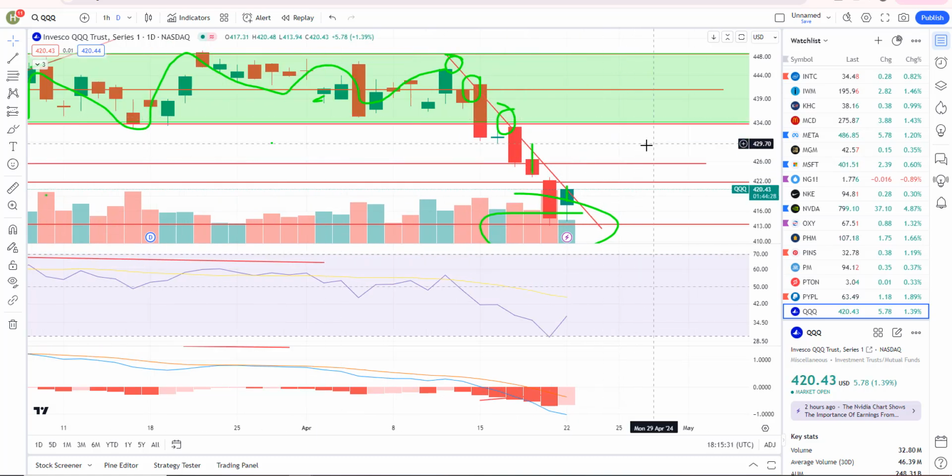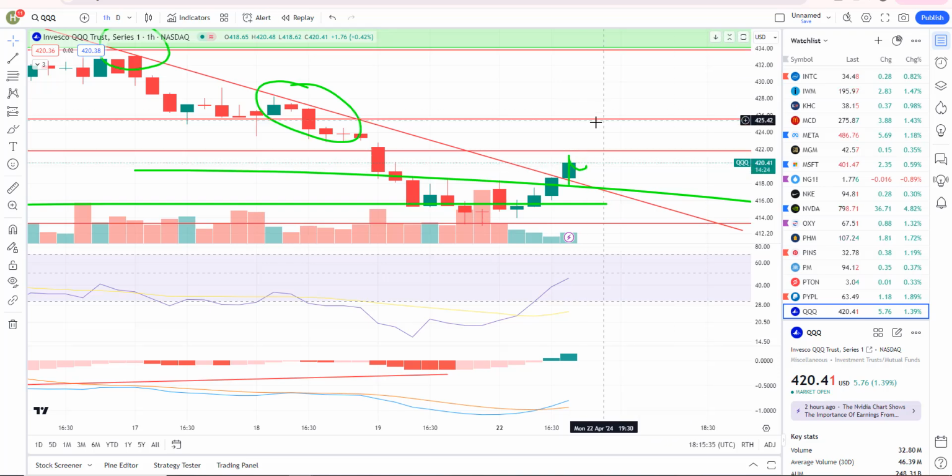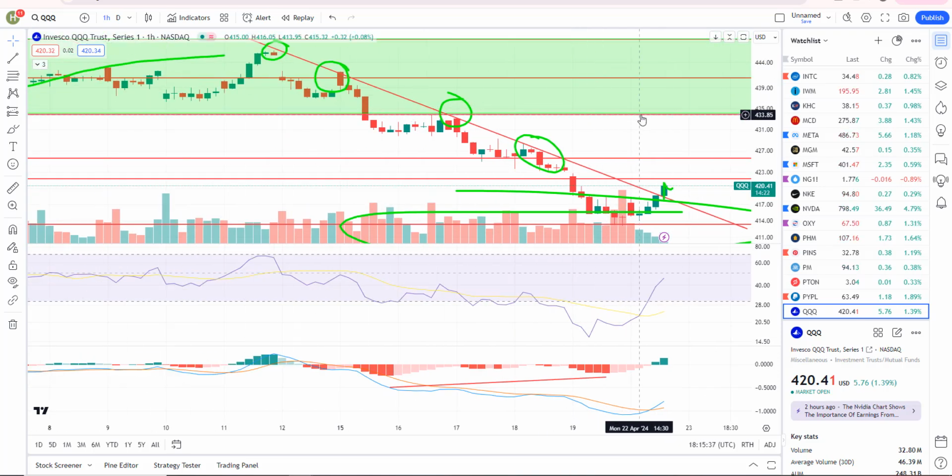So again, sell the rip. That's how I'm treating this. I think we can go a little higher from here, but I don't know if we're going to get all the way up to that 433.